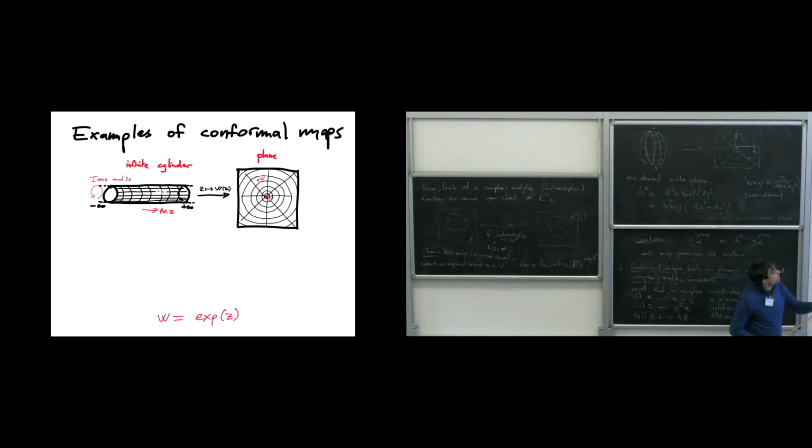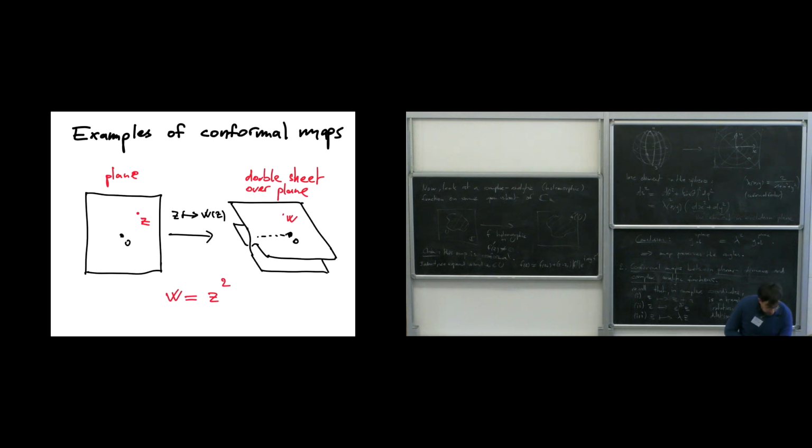You can, of course, invert this. So you can look at the exponential map, and given what I just said, you see that the exponential would map the infinite cylinder, an infinitely long cylinder of circumference 2 pi, to the complex plane minus the origin. Okay. Questions? No.